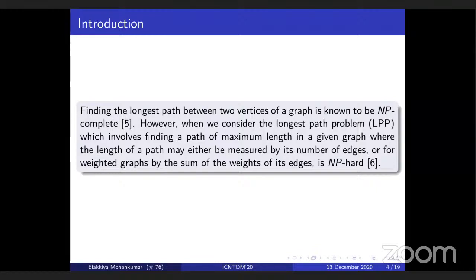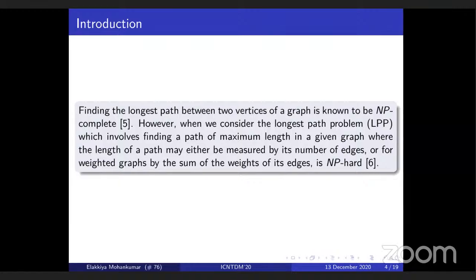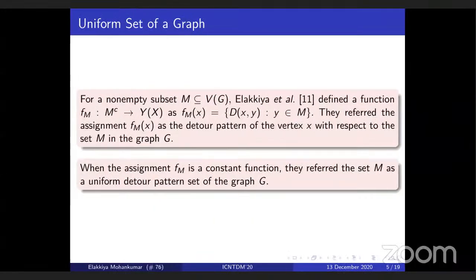Finding the longest path between two vertices of a graph is known to be NP-complete, and the problem which involves finding a path of maximum length in a given graph, where the length of a path may either be measured by its number of edges or, for weighted graphs, by the sum of the weights of its edges, is NP-hard. And then this is our newly introduced graph parameter.